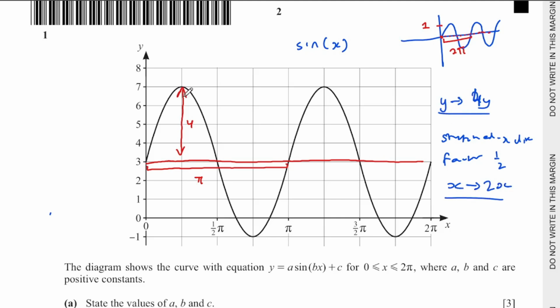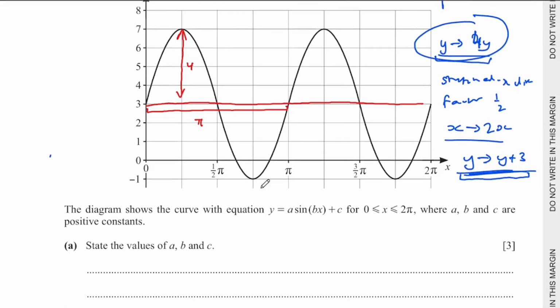And finally we have the center line being moved up by 3 units, therefore y becomes y plus 3. The center has been moved up from 0 to 3, but we need to be very careful that this happens after the stretch. If we did this first, it would have already moved to 3, and then we would stretch it by 4, and the center would have been at 12, right?